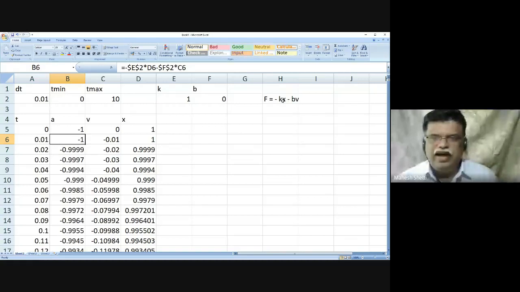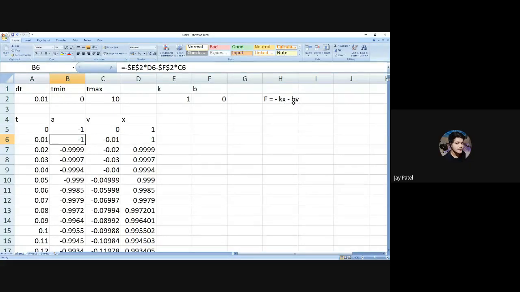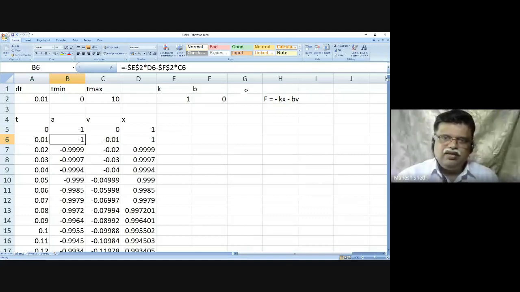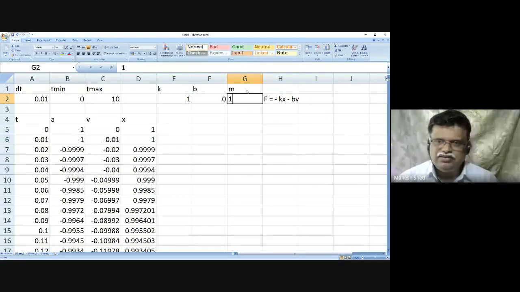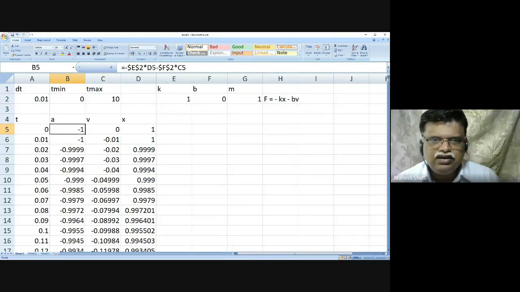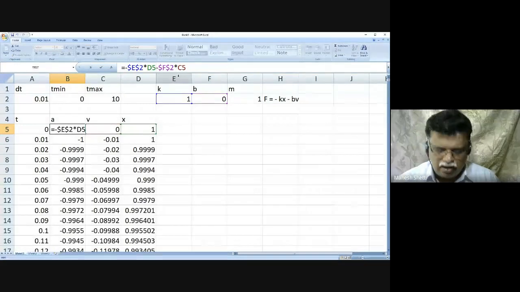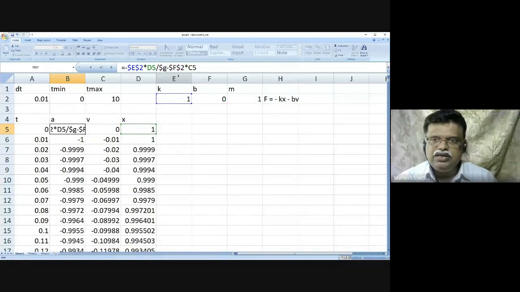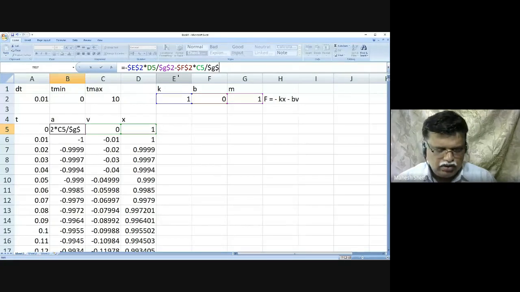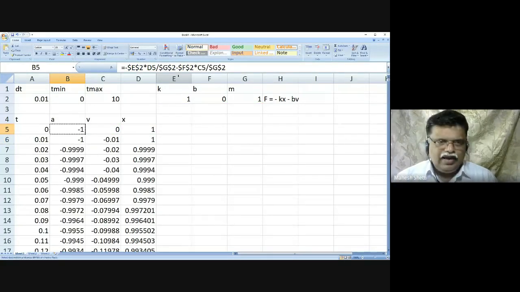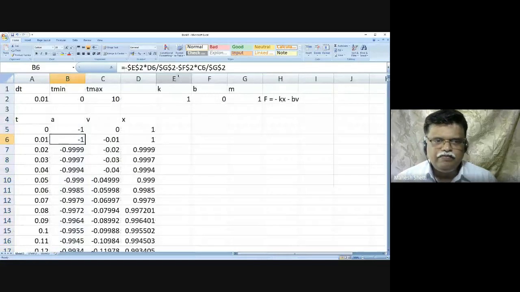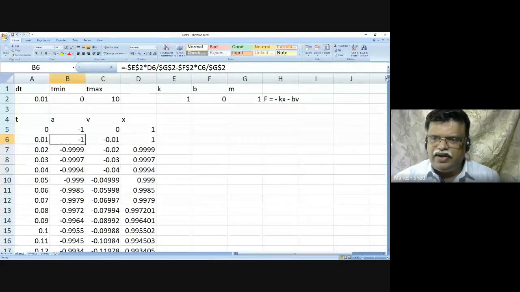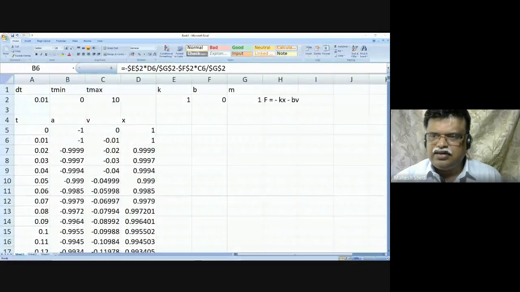Actually, it should be minus k by m x minus b by m v. I'm going to take m as 1. If you want, I can write that specifically, m equal to 1, and put that in the formula itself. So I may say divided by $G$2 and divided by $G$2. Then I can copy the same formula everywhere. The things are not going to change, but at this moment, let us write it that way.